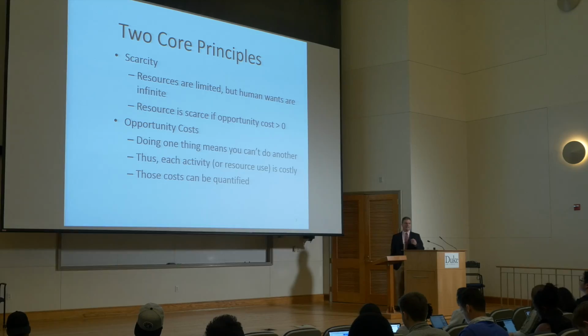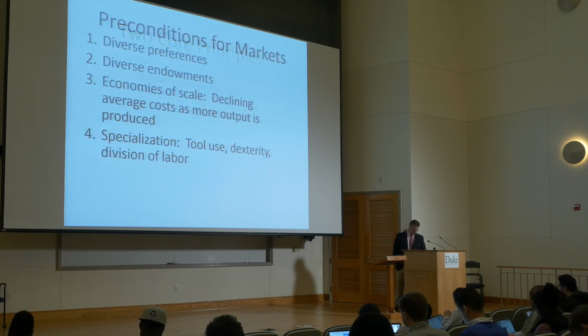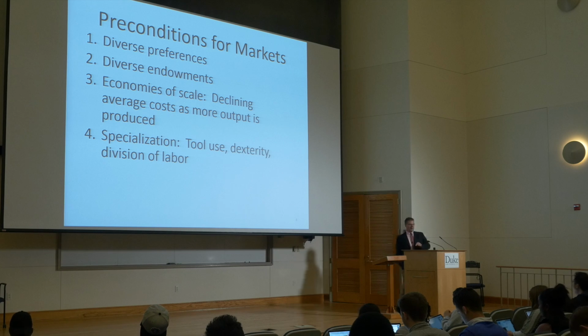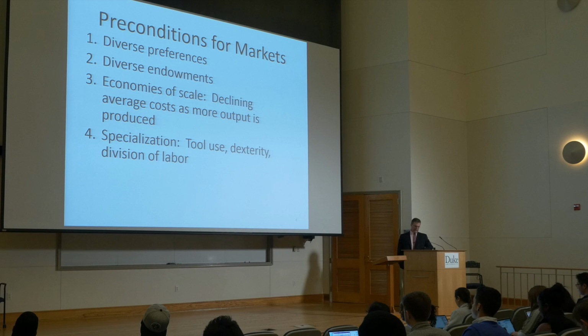If I own something, I won't sell it unless what you're willing to pay is at least as great as my own opportunity cost of using it myself. Preconditions for markets to be useful are diverse preferences, diverse endowments, economies of scale, which mean declining average cost as more output is produced, and specialization, the returns to tool use, dexterity, and division of labor.